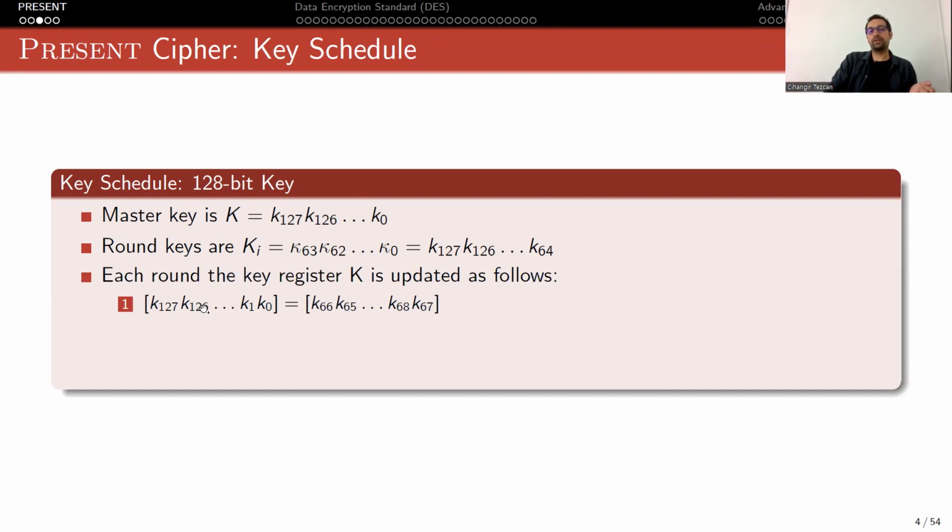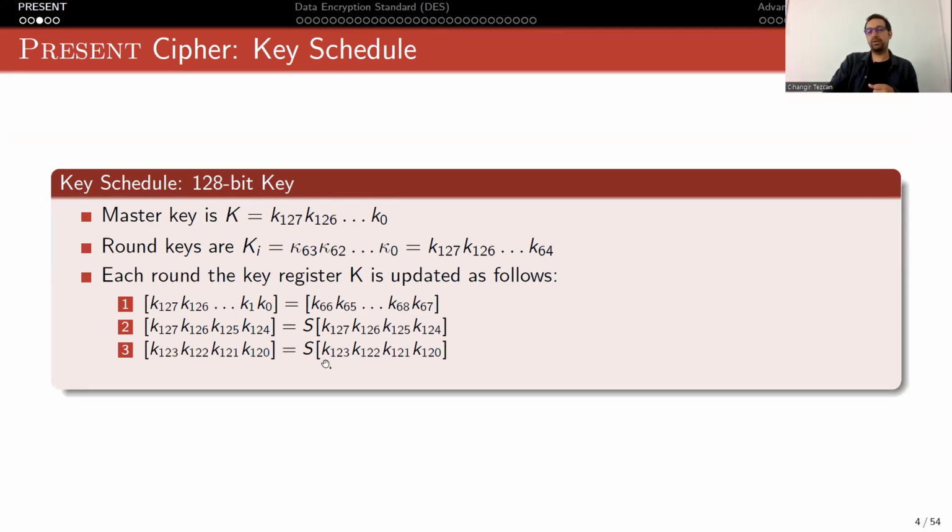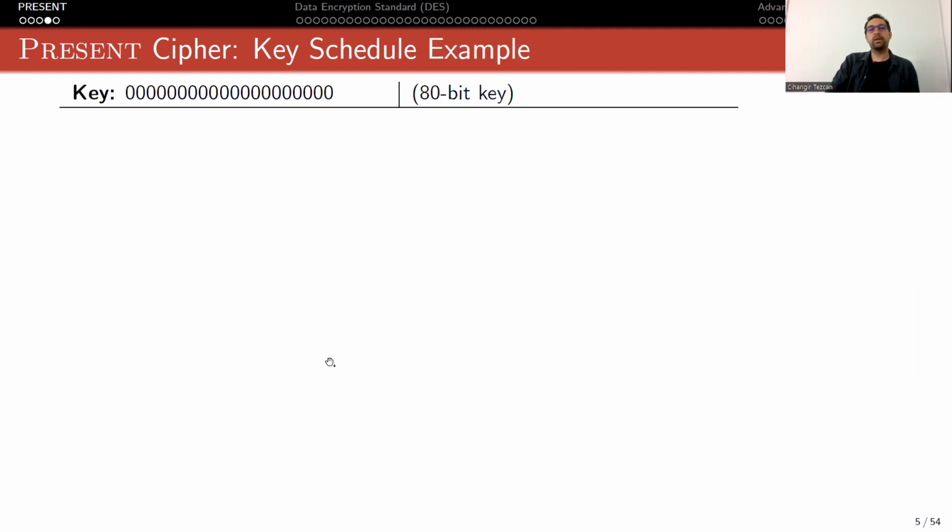Then you rotate these 128 bits 67 bits to the right. In the previous one it was 19. Now your rotation number is 67. Then you apply the S-box again to the leftmost 4 bits, but now you also apply the S-box to the next 4 bits. Then you add the round counter. So it is almost identical. There's only one more S-box operation.